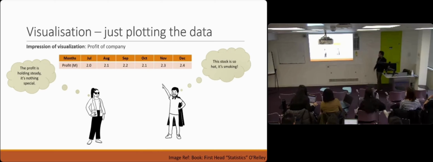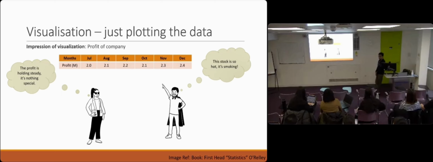All right. So visualization. There is one impression of the data. Now you have the sales, the profit of a company per month, and there are two people looking into the same table and concluding different things. One is saying on the left that profit is very steady, there is nothing special about it. But on the right, this guy is saying, oh, profit is going very high. It's very good. It's increasing.